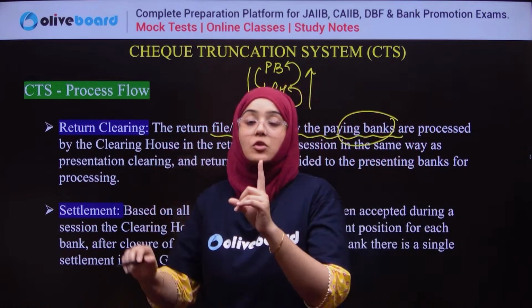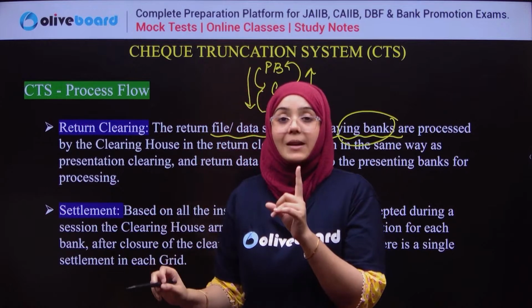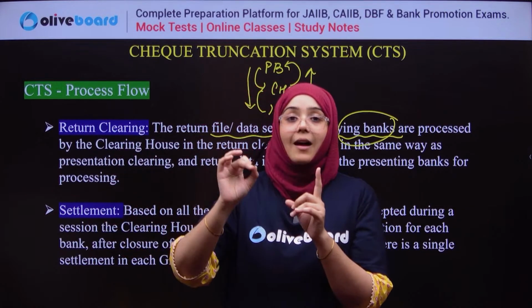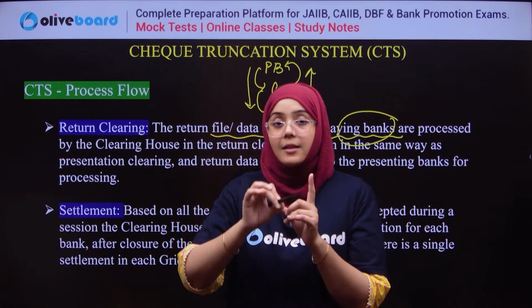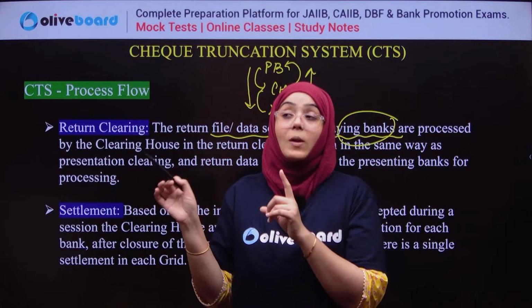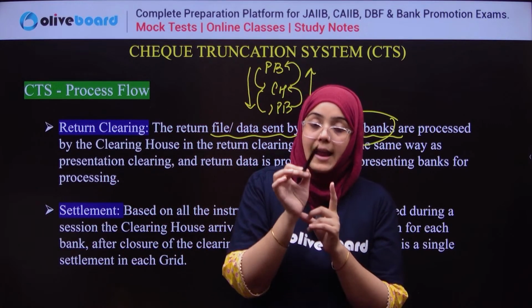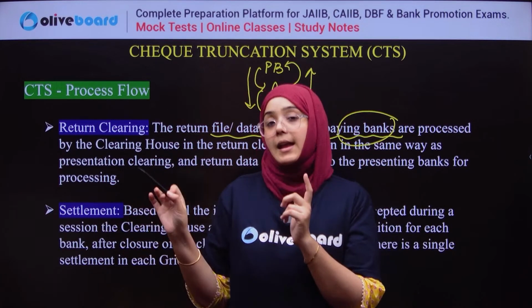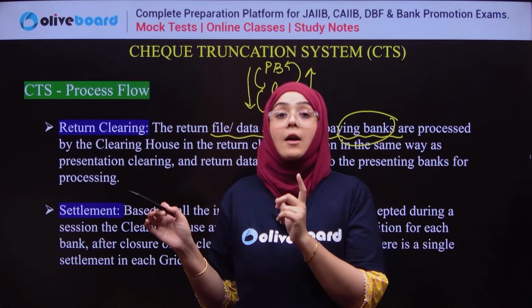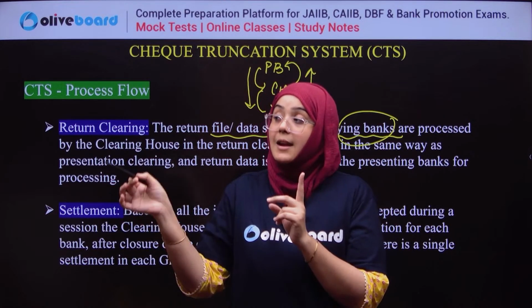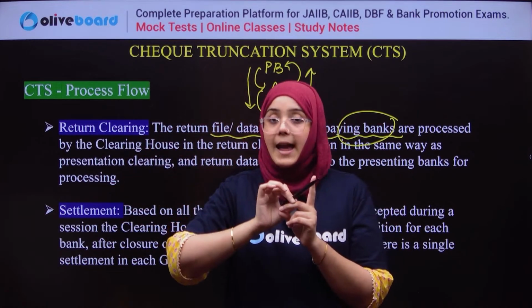The whole check truncation system is completed by one, the clearing cycle, and another, the return clearing cycle. There is only one clearing cycle in a day and one returning cycle in a day. So if your check has been cleared, then it is cleared in a clearing cycle at once.